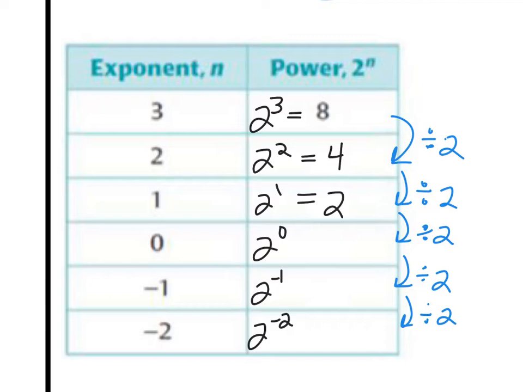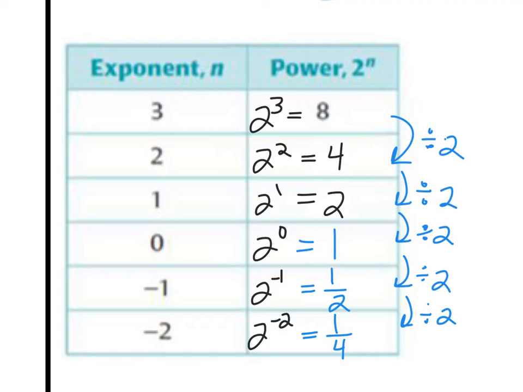When you do 2 divided by 2, what do you get? 1. You do not get 0. So this is 1. When you do 1 divided by 2, leave it as a fraction, what do you get? 1/2. And then when you do 1/2 divided by 2, you get 1/4. So 2 to the 0 is 1, 2 to the -1 is 1/2, 2 to the -2 is 1/4.